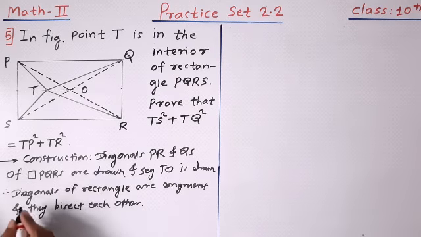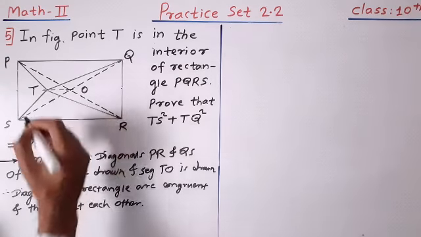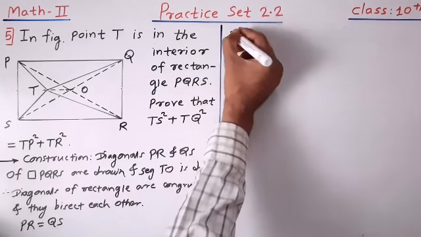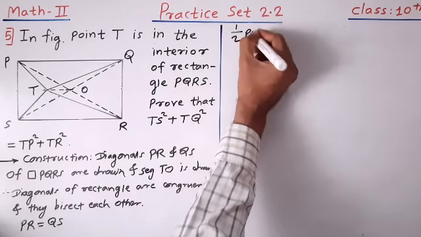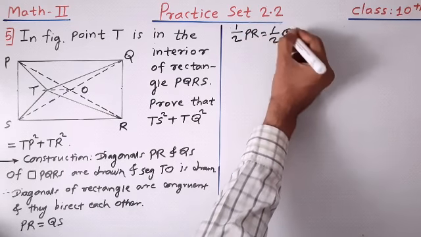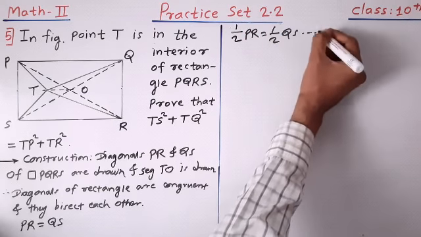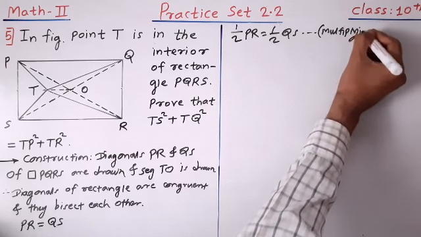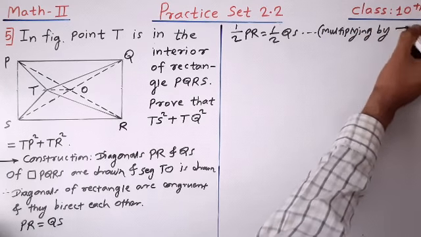First, they are congruent, means PR is equal to QS. The two diagonals of a rectangle are congruent, shown here. Now if we multiply both sides by 1 upon 2, there is no change in equality. So let us multiply both sides by 1 upon 2. We get 1 upon 2 PR is equal to 1 upon 2 QS. You can write the reason: multiplying by 1 upon 2.